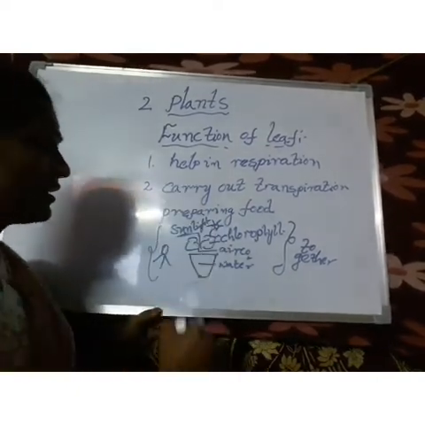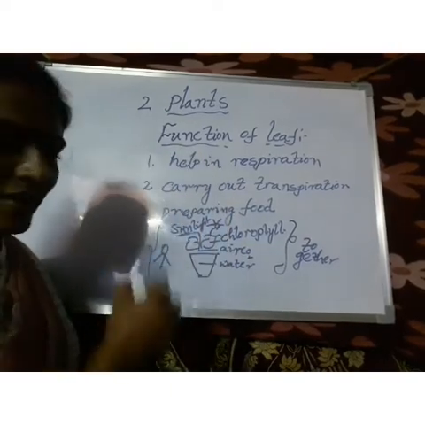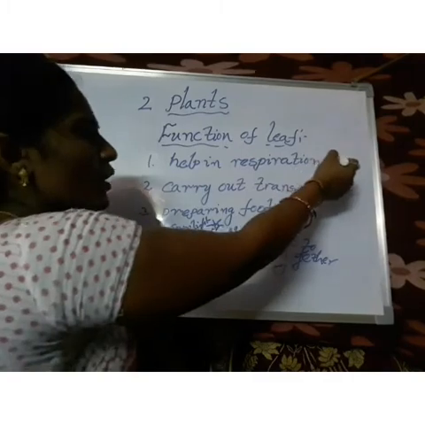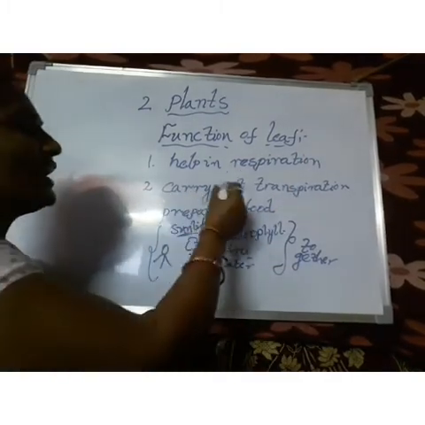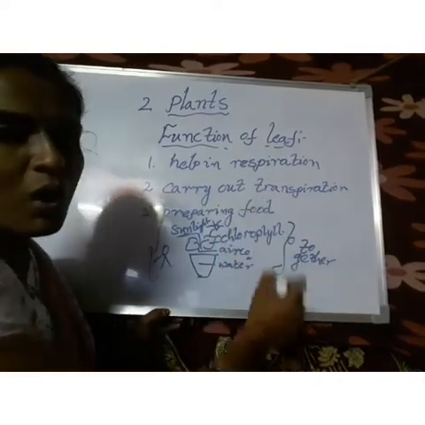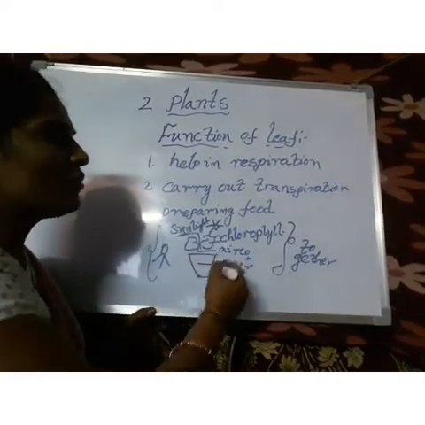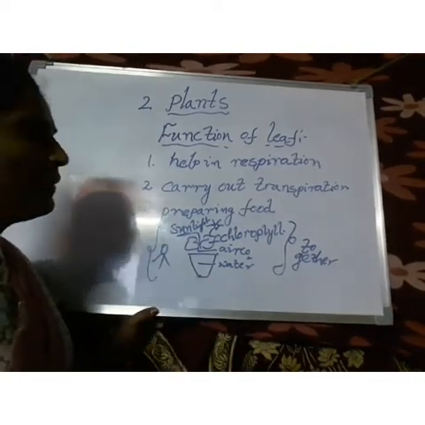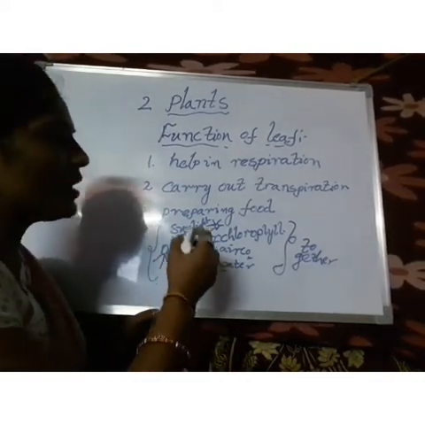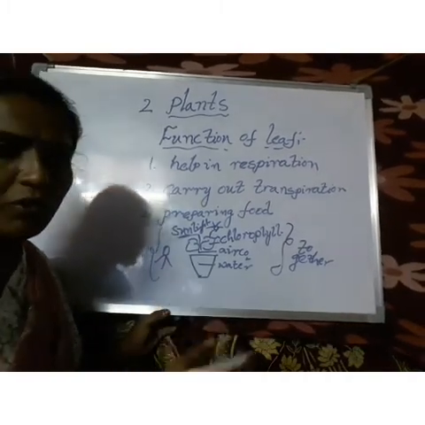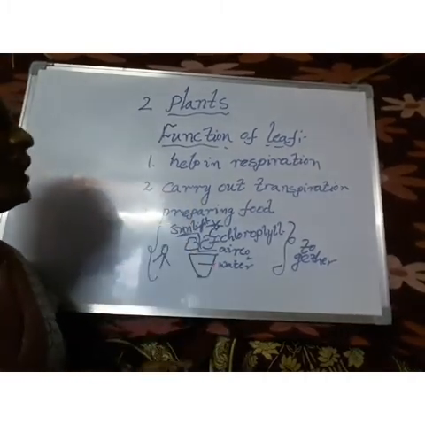So these are the main functions of the leaf. What is that, children? Again you say, help in respiration or breathing, carry out transpiration, and preparing food for the whole plant. And some of the food they use themselves, and extra food is stored in parts like roots, stems, leaves and also flowers and fruits. So this is about the leaf.